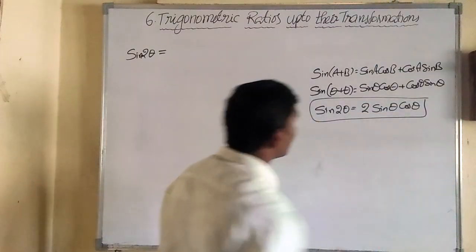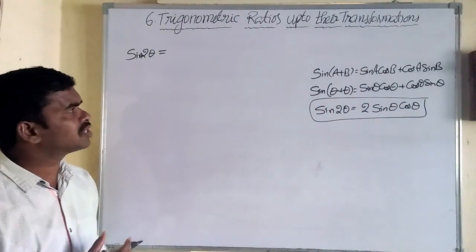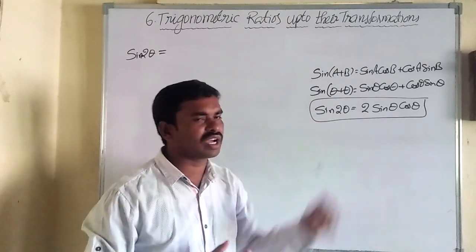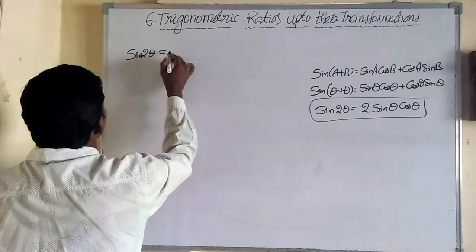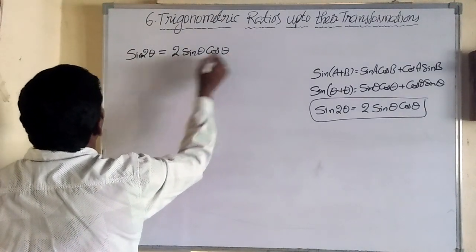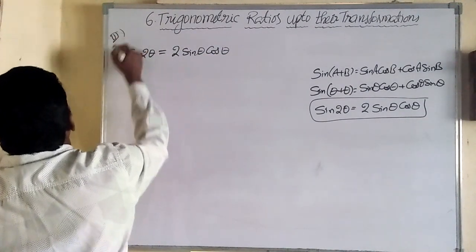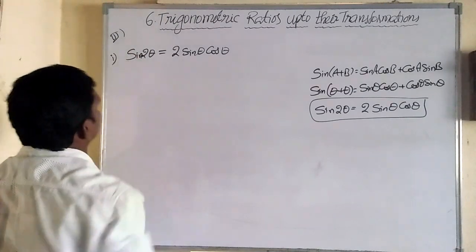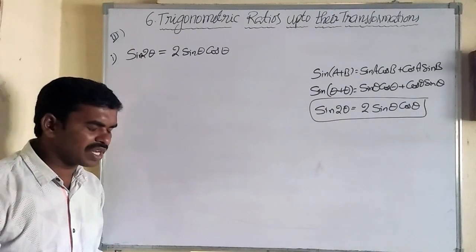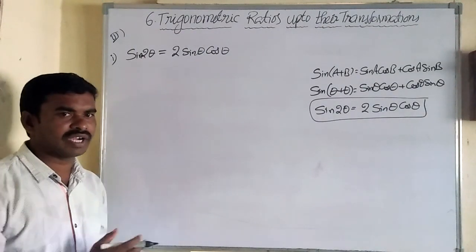See, I derived a formula using the sin of A plus B formula. So what is the sin 2 theta formula? 2 sin theta cos theta. That's it. From the 3 formulas, I have taken the first one. Sin 2 theta formula: 2 sin theta cos theta. Now we should learn it by heart.